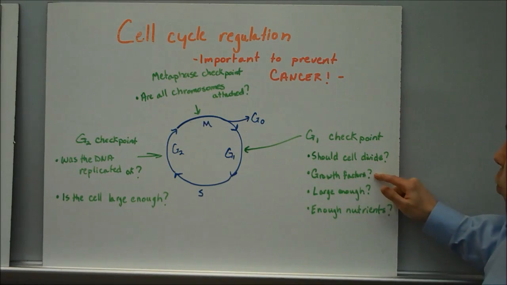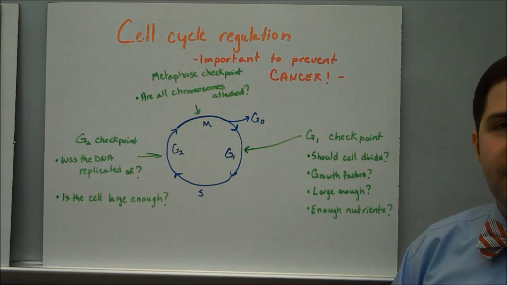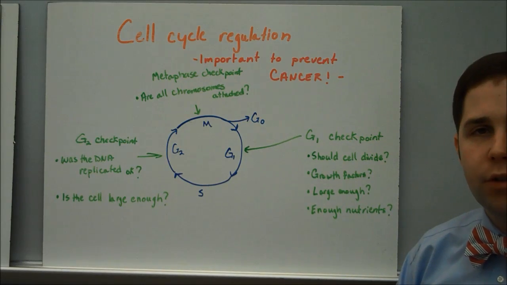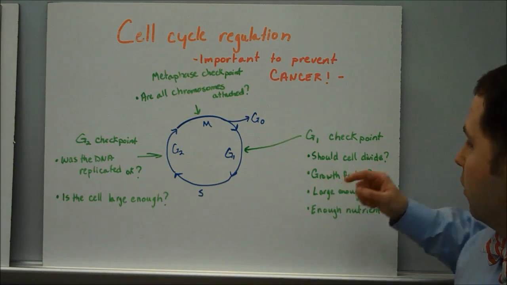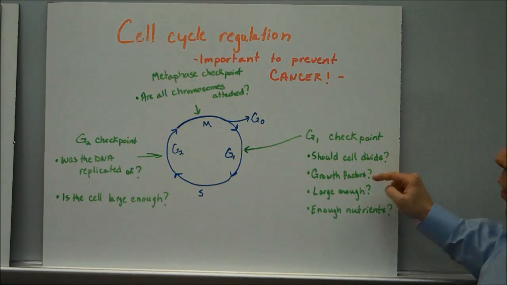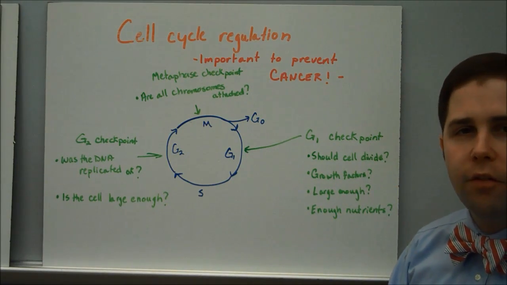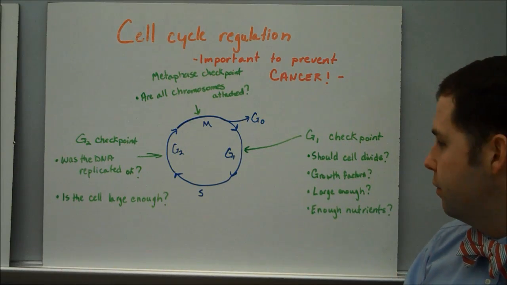One of these is whether there are growth factors. Cells excrete different chemicals, different hormones that tell the surrounding cells they need to grow. So one question the cell is going to ask during G1 is, do I have growth factors? Are there growth factors around? Are other cells telling me to grow?